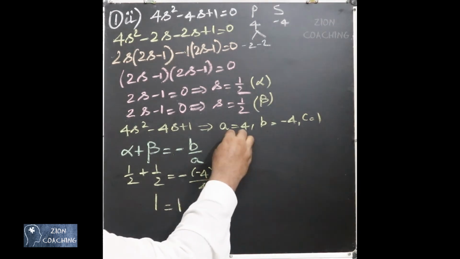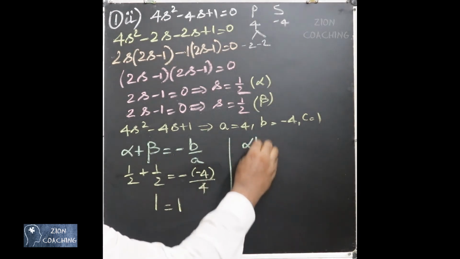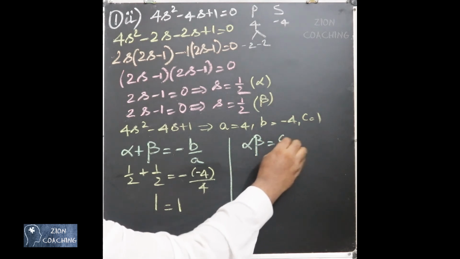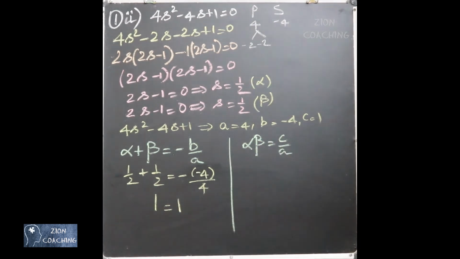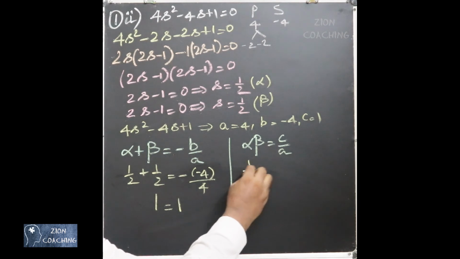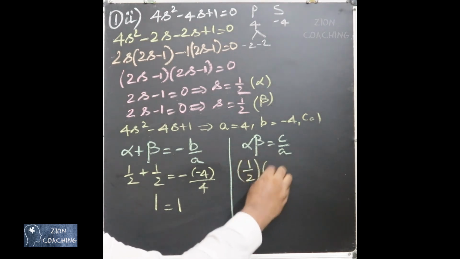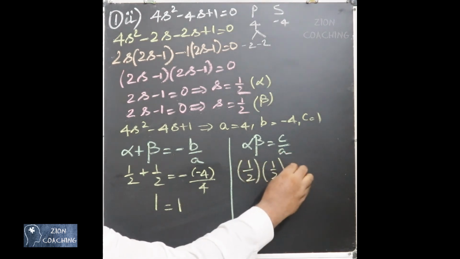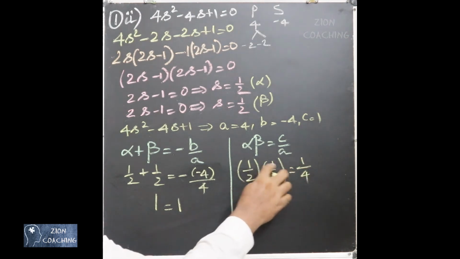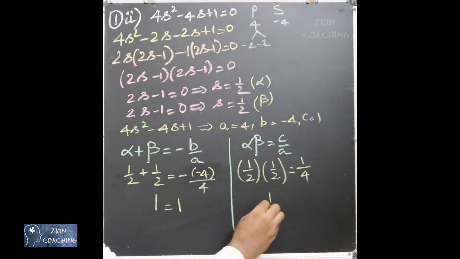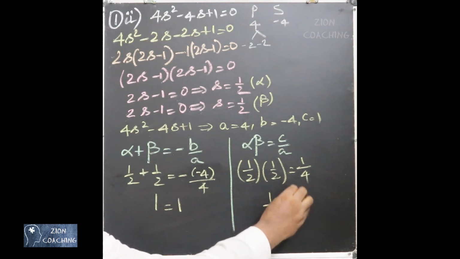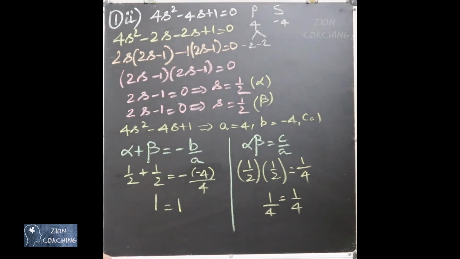Now we will verify the second relationship. Alpha into beta is equal to c by a. Substituting the values, we have 1 by 2 into 1 by 2 is equal to the c value, that is 1, divided by the a value, that is 4. 1 into 1 is 1, 2 into 2 is 4. 1 by 4 is equal to 1 by 4. Now both the relationships are satisfied, hence verified.